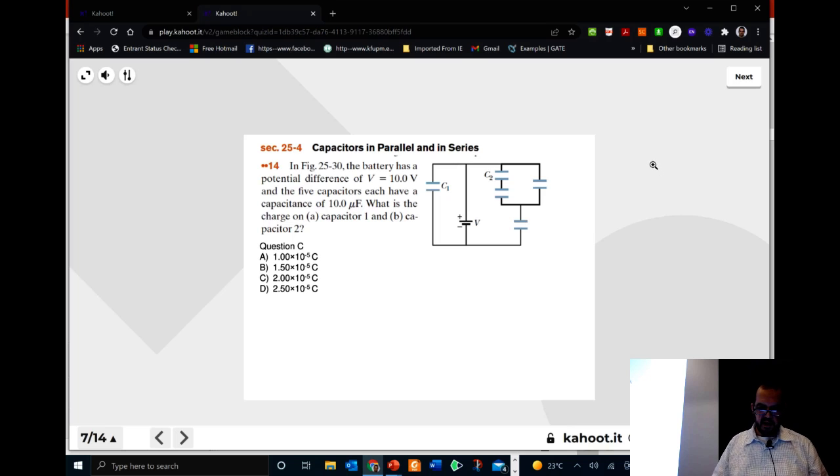So let me read it. Okay, we have a figure. The battery has a potential difference of 10 volts, okay, and the 5 capacitors each have a capacitance of 10 microfarads. So all of the capacitors have the same value. What is the charge on capacitor C1? That's an easy one. And what is the charge on capacitor C2? That's a difficult one. So I will give you 3 minutes for this one. 3 minutes.